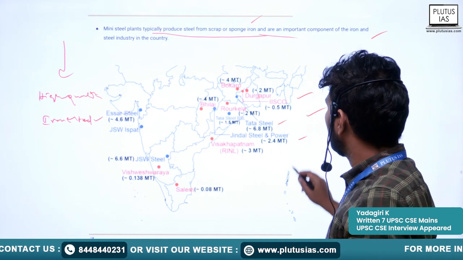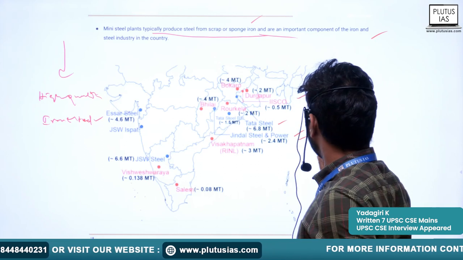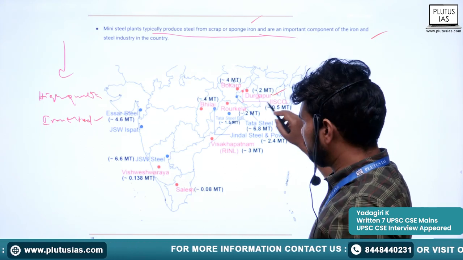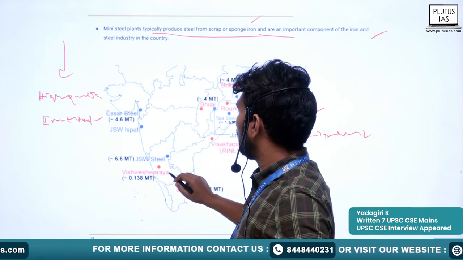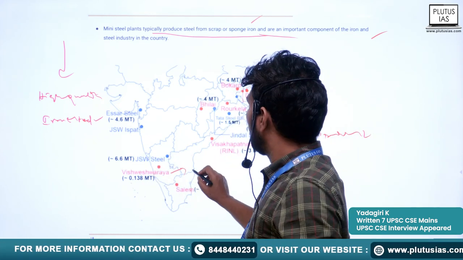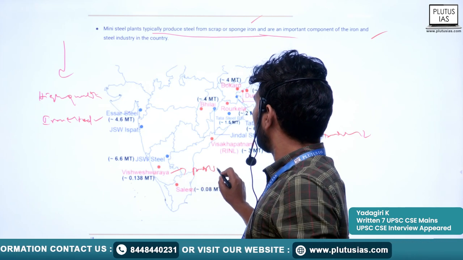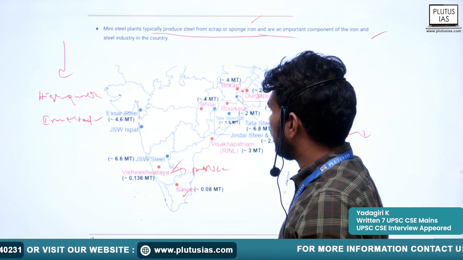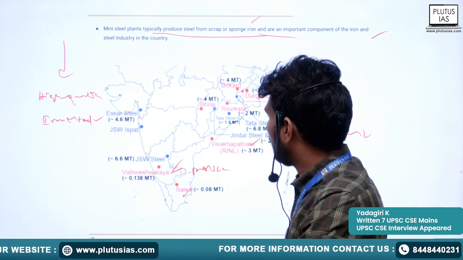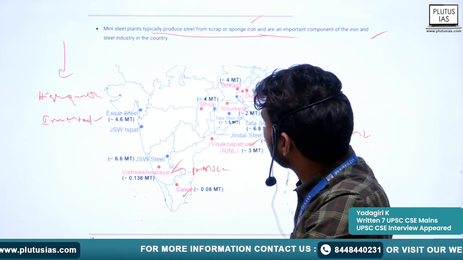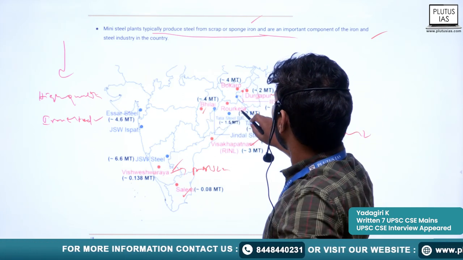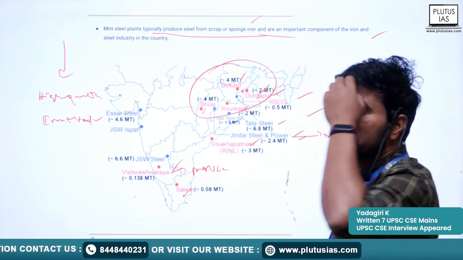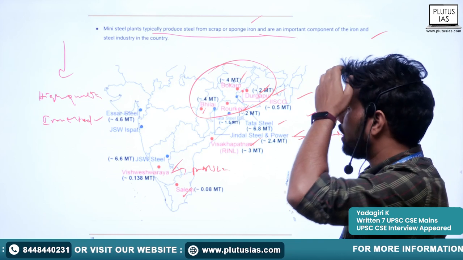The plant names in blue color are established in the private sector, and the steel plants in red color are public sector. I mean, they are established by the government. So Visveshwaraya steel plant, Salem steel plant is in Tamil Nadu, Visakhapatnam steel plant is in Visakhapatnam, Andhra Pradesh. Bhilai, Rourkela, Durgapur and Bokaro, we have seen, are the earliest steel plants established after independence.